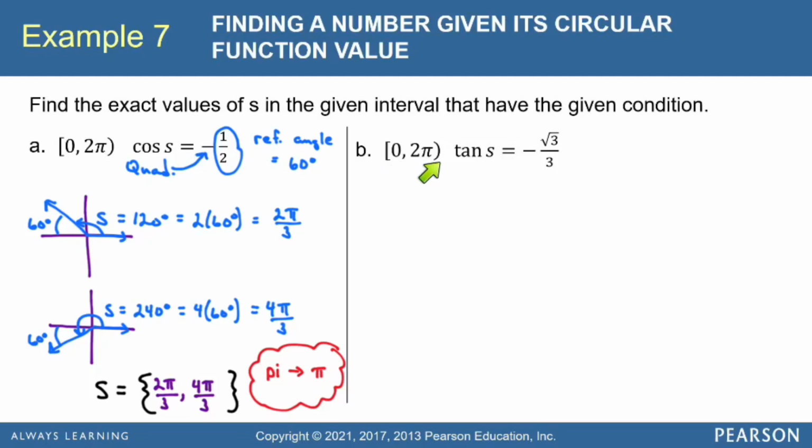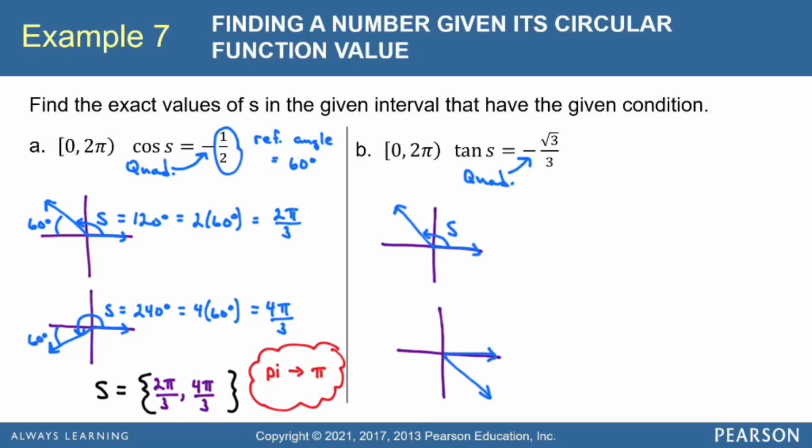Now in part B, we're still looking for all angles in the interval from 0 to 2 pi, and this time the tangent of the angles should be negative square root of 3 over 3. So same process. Let's start by looking at the sign of the tangent value, and it happens to be negative. So what two quadrants can we have negative tangent values? That would be quadrant 2 and quadrant 4. So we'll draw a quadrant 2 angle and a quadrant 4 angle.